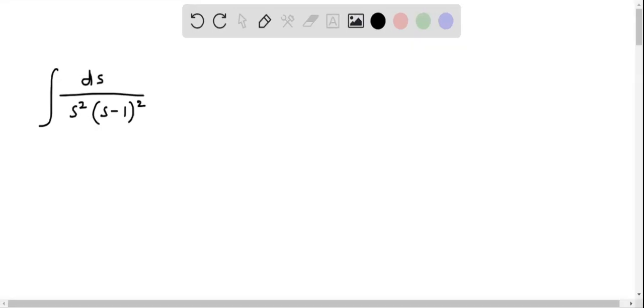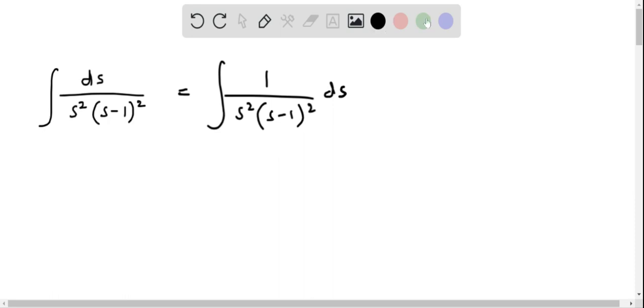Let's evaluate this integral, that is the integral of ds over s squared times (s minus 1) quantity squared. First I'm going to rewrite this integral as the integral of 1 over the denominator expression, that is s squared times (s minus 1) quantity squared, and then I put this ds. We are going to evaluate this integral by the partial fraction decomposition method.